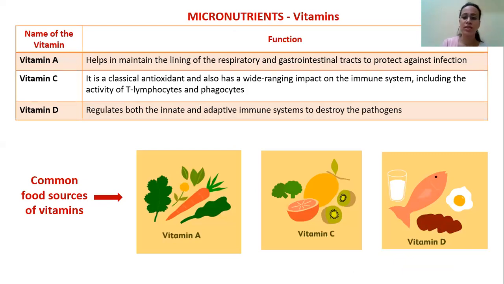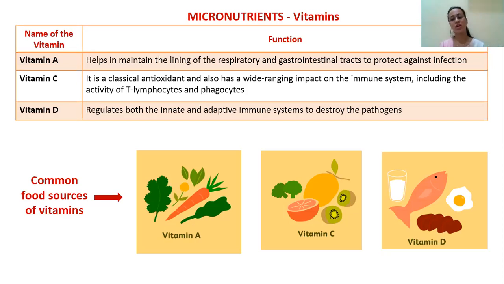Next, coming to the micronutrients. I will be discussing just a couple of vitamins, vitamin A, C, and D. Now, vitamin A helps in maintaining the lining of the respiratory and the gastrointestinal tract to protect the body against infection. Some of the rich sources of vitamin A include orange vegetables like carrots and leafy green vegetables like spinach. Next, coming to vitamin C.